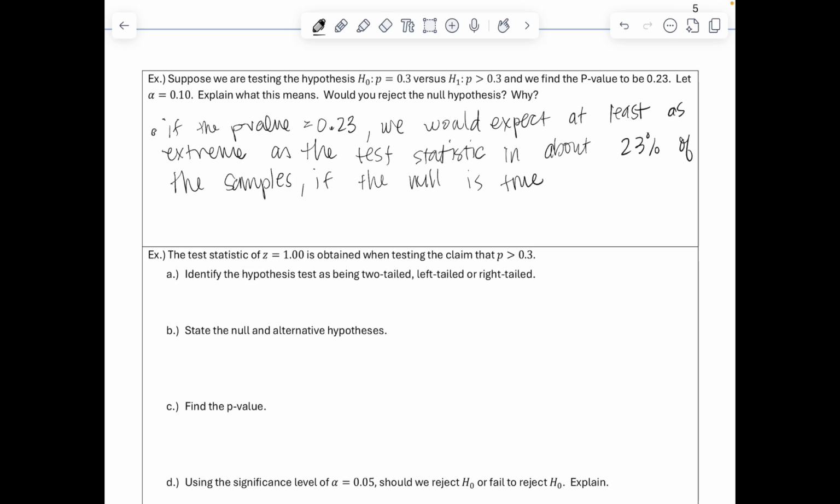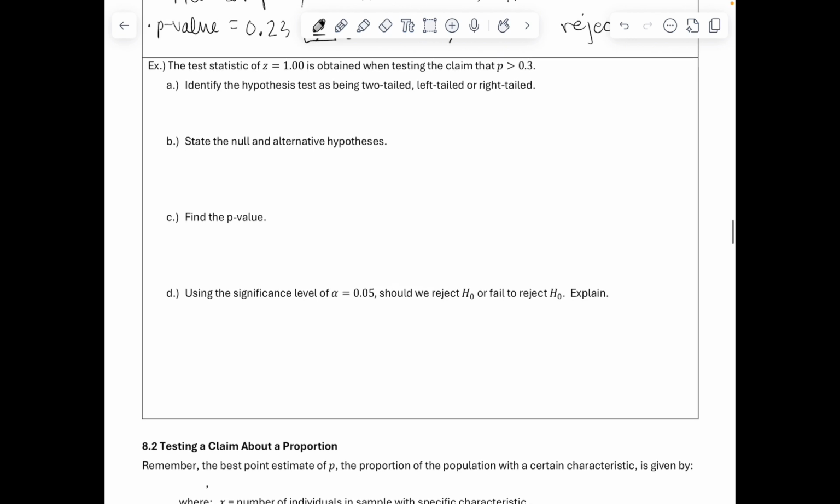The second part of this question does say, would you reject the null hypothesis and why? And so since our p-value is equal to 0.23, we need to compare this to alpha, which is 0.10, and that was given to us up above. And so for this, you'll notice that your p-value is greater than alpha. And so when your p-value is larger than alpha, you do not reject our null, which is H naught. And that was based upon that p-value method on the previous page.